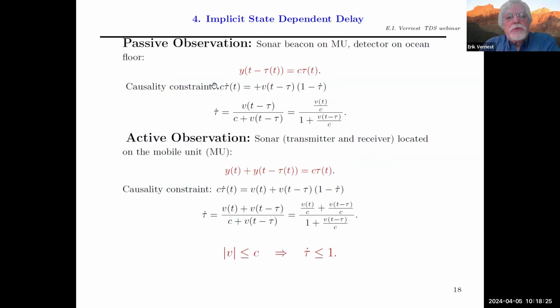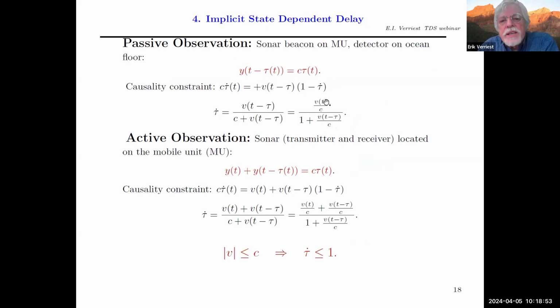Now let's check the causality constraint. If I simply take the derivative of that, remember that when you take the derivative, it's y'(t), but also times (1 − τ̇), because you need to do the chain rule here. So then the τ̇ appears on both sides. You put it on one side, and we get this relation.